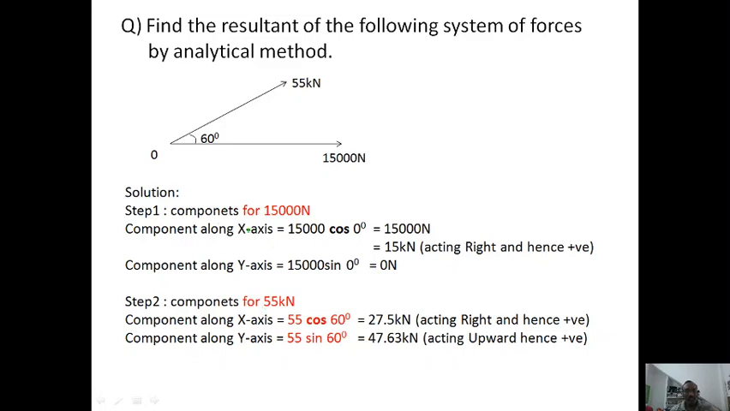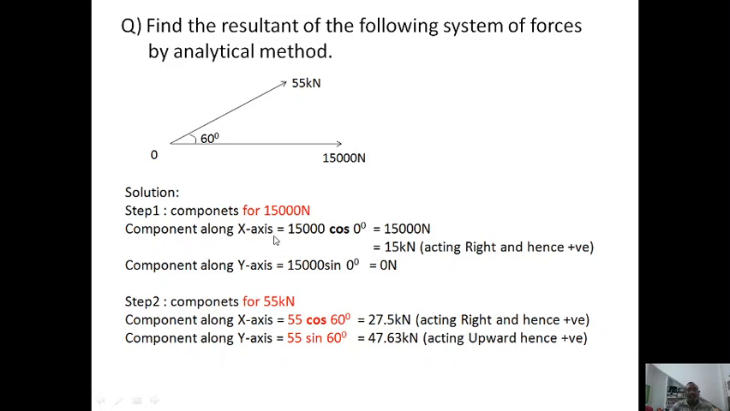So you see here, I took this 1500 newtons, and the units are different. You please see that here the units are different. Here it is a newton, and this 55 is in kilonewtons. So you have to see that both should be converted into one unit only, right? So for this, I need to get the sigma f of x and sigma f of y. Hence, I am taking each force and getting the components in the x-axis and y-axis directions.